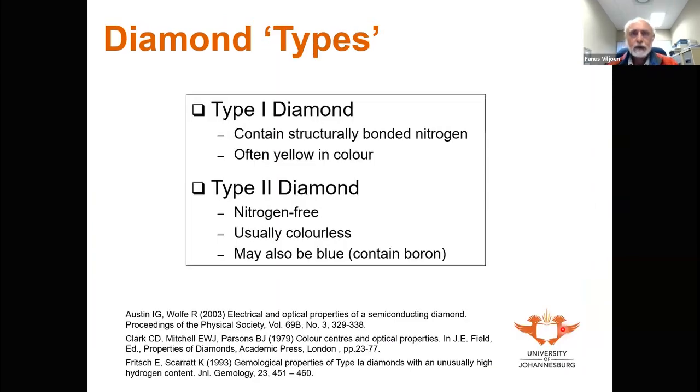Now we can use infrared spectrometry to distinguish different types of diamond. Using infrared spectrometry, we can detect structurally bonded nitrogen, and those are known as type 1 diamonds, which are often yellow in color. And again, using infrared spectrometry, we can also detect nitrogen-free diamonds, which are usually colorless, but may also be blue if they contain boron, and these are known as type 2 diamonds.